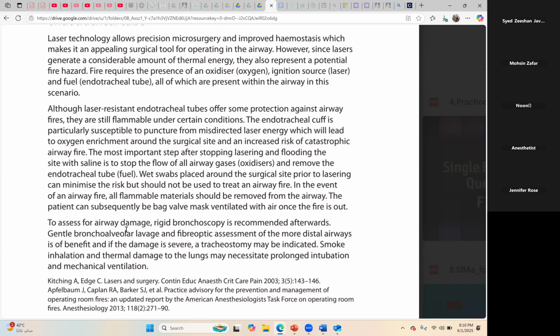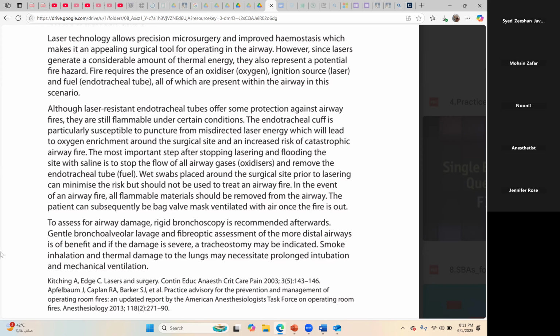To assess for airway damage, rigid bronchoscopy is recommended afterwards. Gentle bronchoalveolar lavage and fiber optic assessment of the more distal airways is of benefit, and if damage is severe, a tracheostomy may be indicated. Smoke inhalation and thermal damage to the lungs may necessitate prolonged intubation and mechanical ventilation.